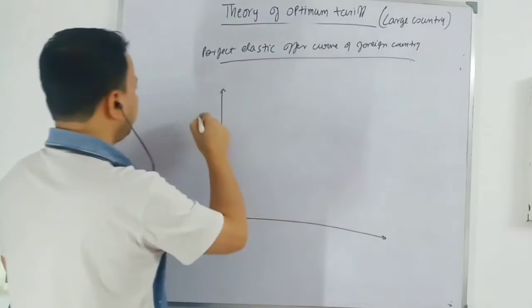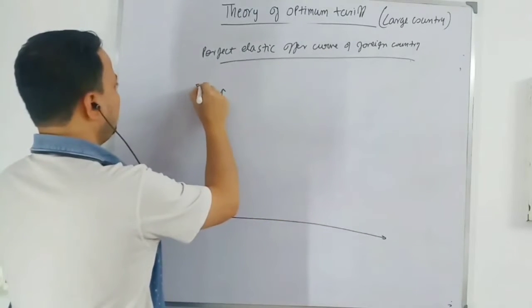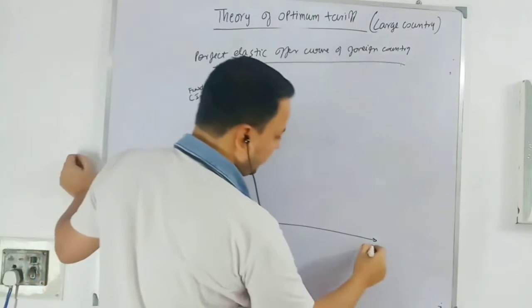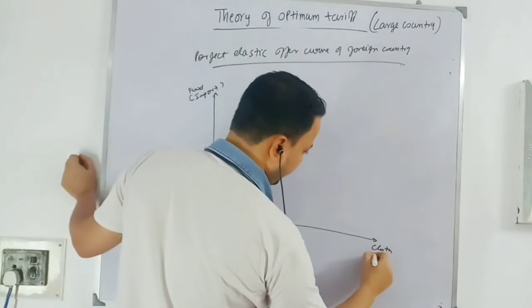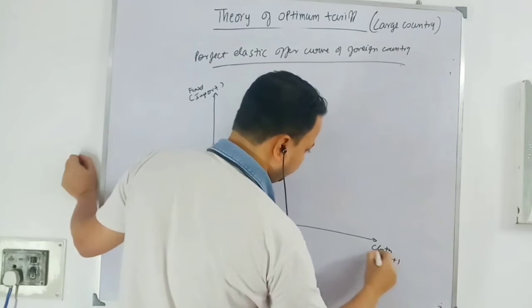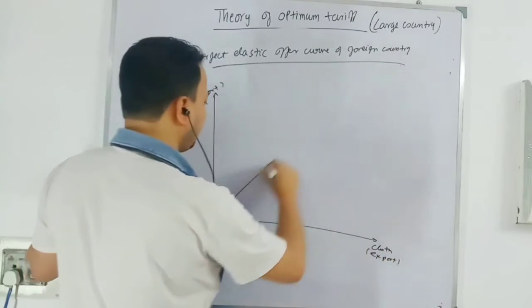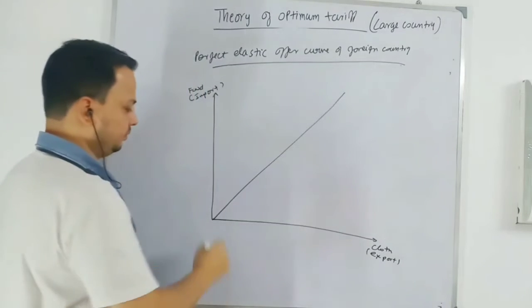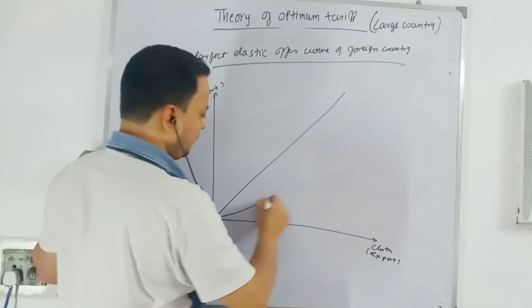So I am taking food, or this is import for the home country, and here you can take export. Okay, this is the offer of the foreign country, perfectly elastic, and this is the offer of the home country.